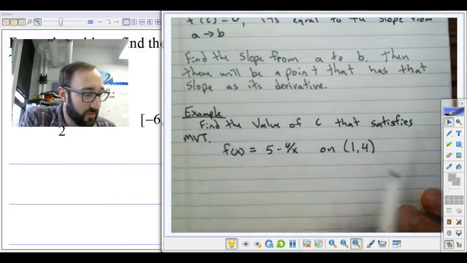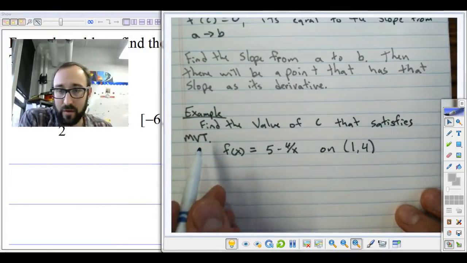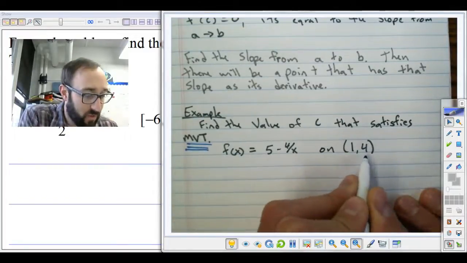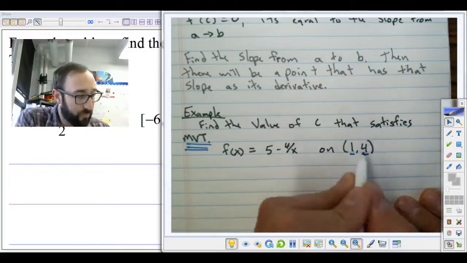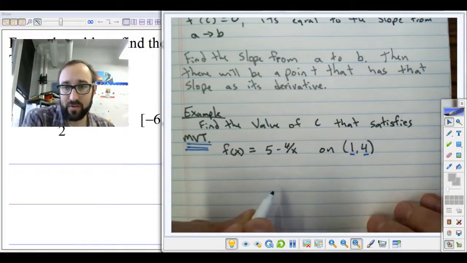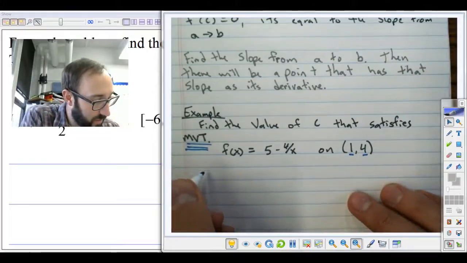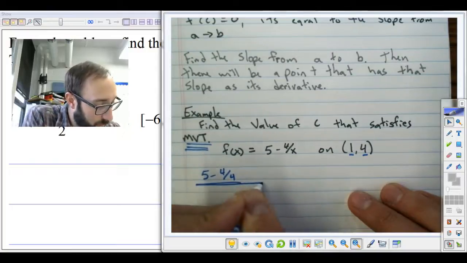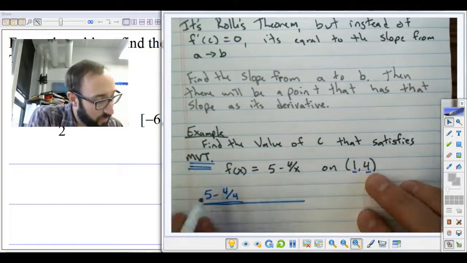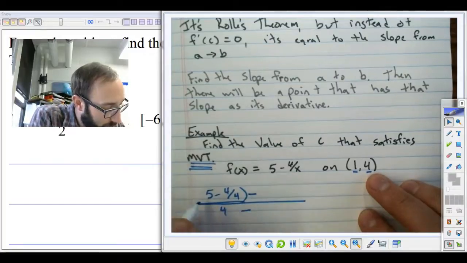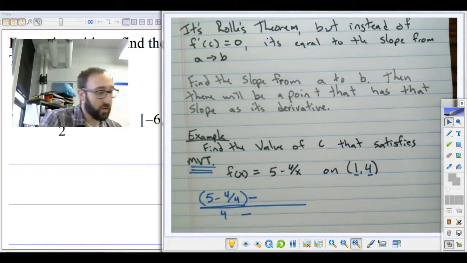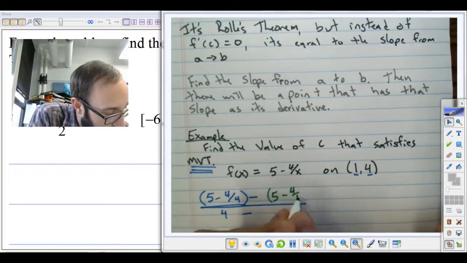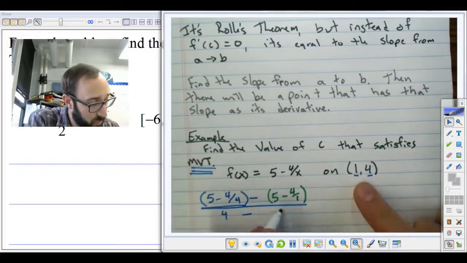Okay, so it says find the value of c that satisfies the mean value theorem, aka MVT. So we say f of x equals that whole thing. What we have to do is plug in 4 and plug in 1 and put that in and then divide it by 4 minus 1. You're going to get an answer. So that's going to be 5 minus 4 over 4, all over, and we're going to say 4 minus, put that in parentheses. I'll get a different color. We're going to say green. Then it's going to be 5 minus 1, or 4 over 1.